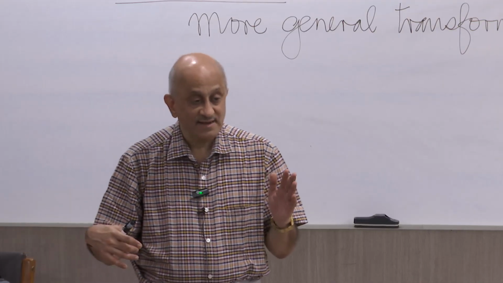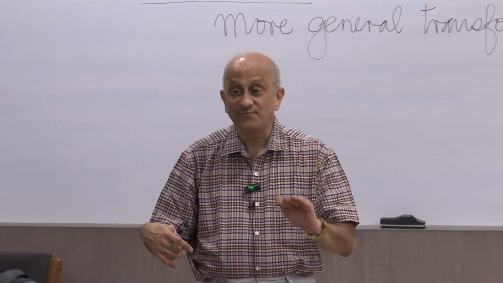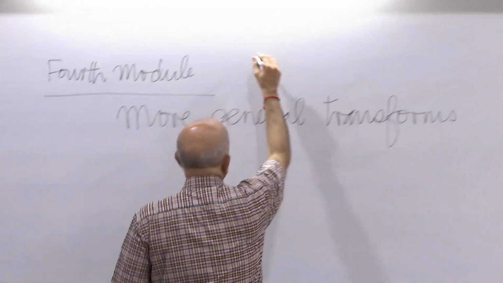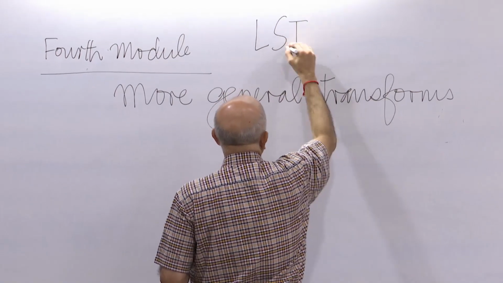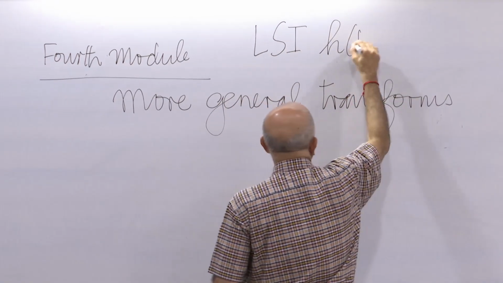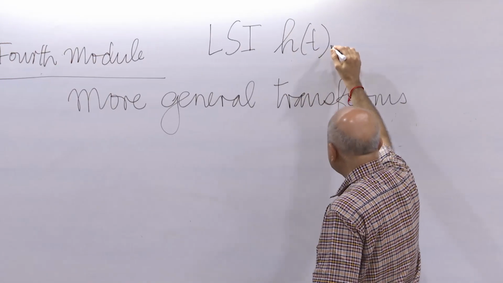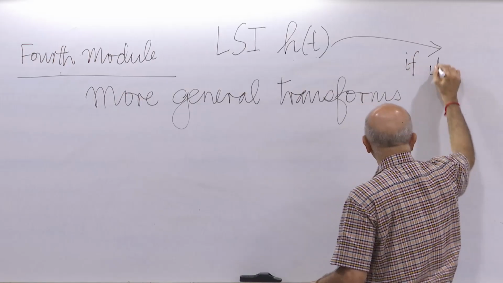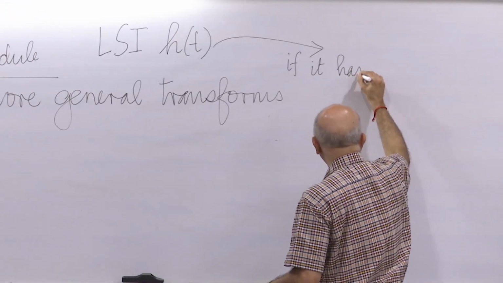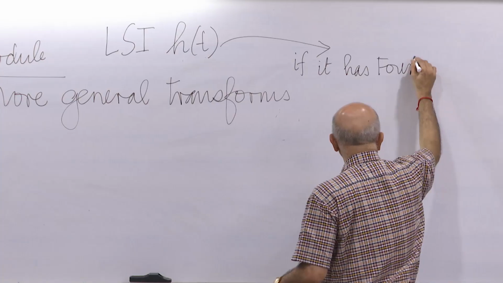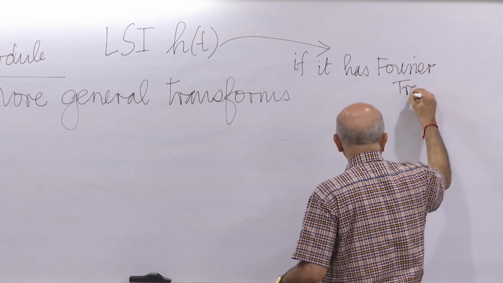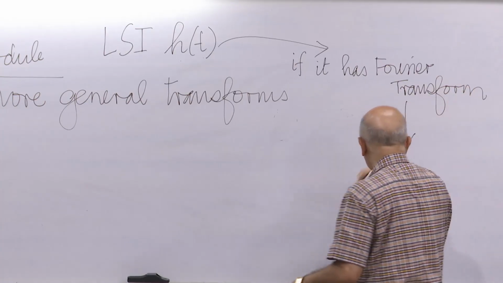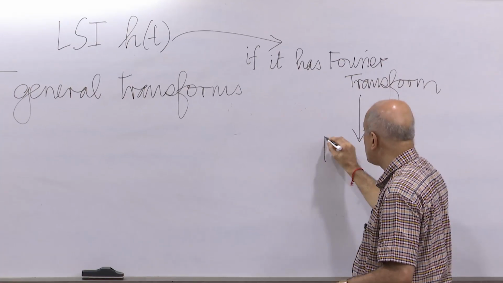For a linear shift invariant system whose impulse response has a Fourier transform. By the way, if a linear shift invariant system with impulse response h(t) has a Fourier transform, then this Fourier transform is called the frequency response of the system.